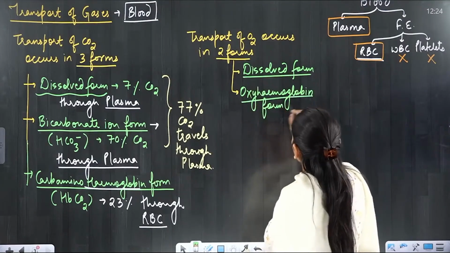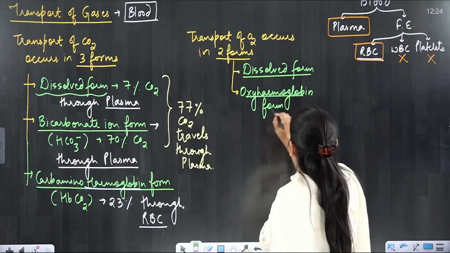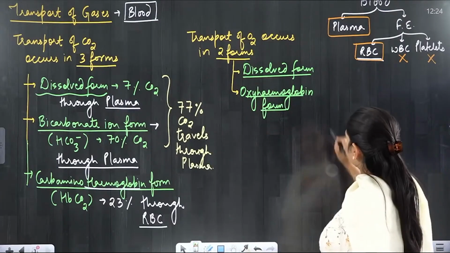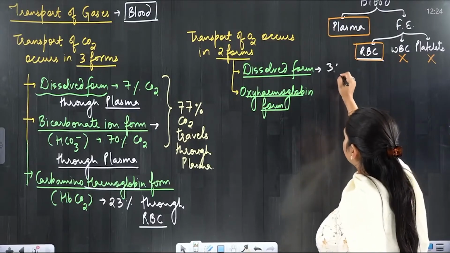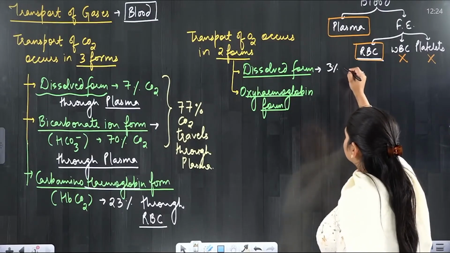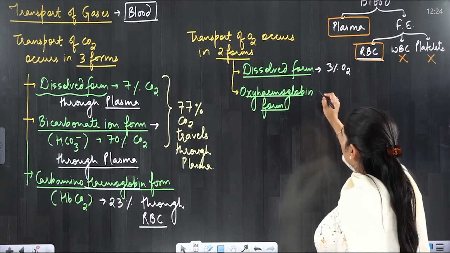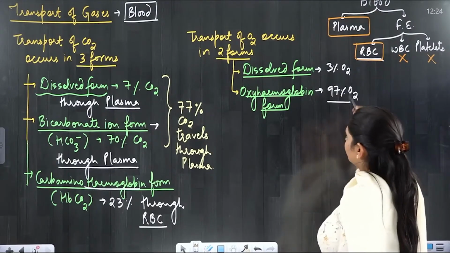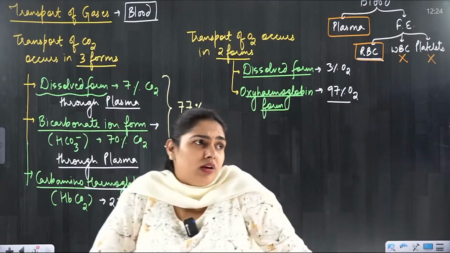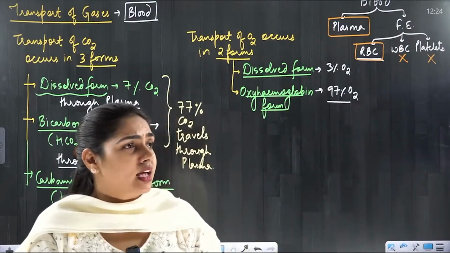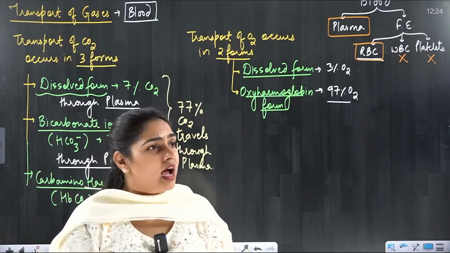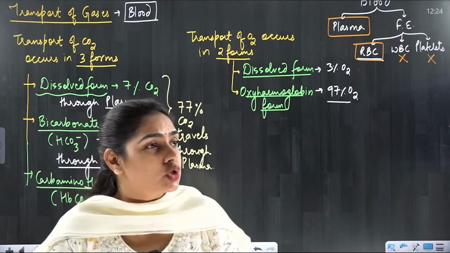Dissolved form, oxyhemoglobin form. How much percentage? Dissolved form, 3%. 3% oxygen in dissolved form. The rest, 97% oxygen, goes with hemoglobin. I will not convert into any ion. I will go with hemoglobin.